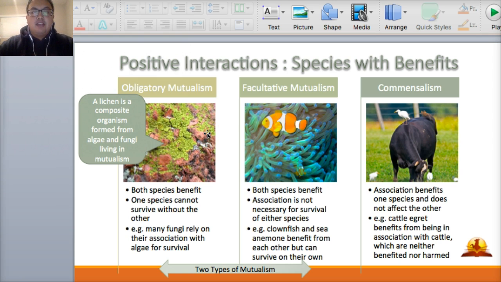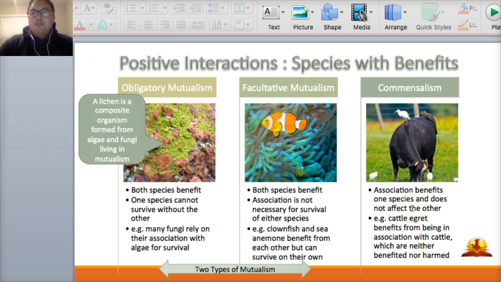What happens is that the fungi create the food that the algae eat, and the algae give them a space to live and things like that, so they both benefit. Facultative mutualism is where both species benefit, but they're not necessarily necessary for survival. So again, the clownfish and sea anemone benefit from one another, but even if they didn't have each other, they would still survive. Whereas the fungi and the algae, they need each other or else they die.